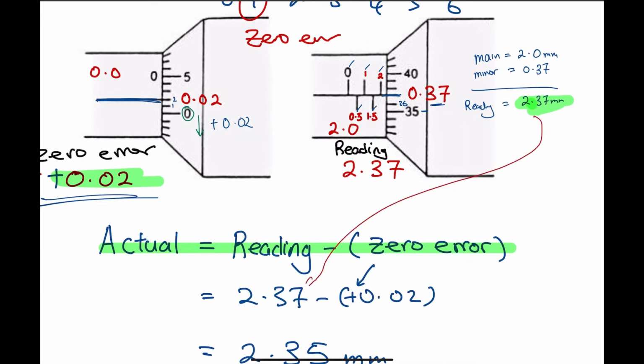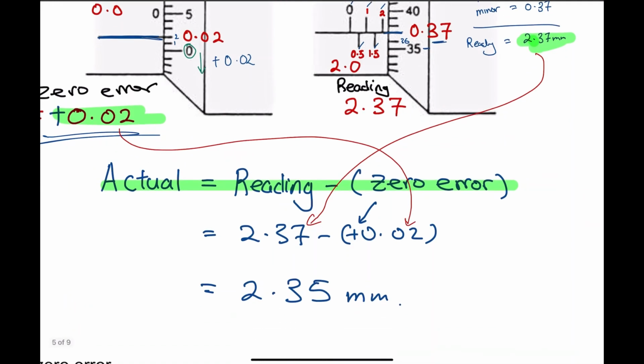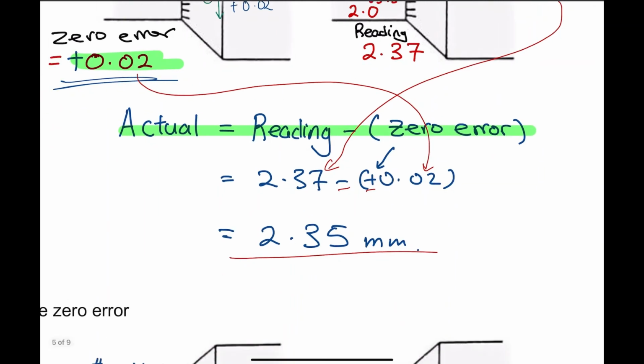Two 0.37, minus plus 0.02, it gives you 2.35 mm. This is just press your calculator, can't go wrong. Okay, press your calculator at the time. Please remember to include your bracket also if you need help.